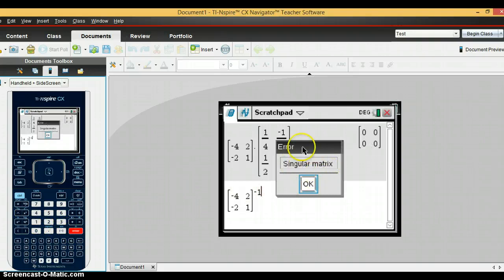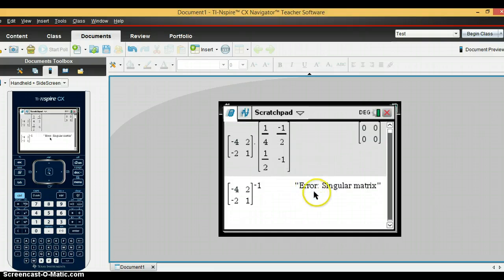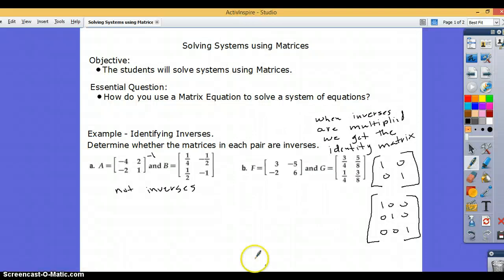So we have to use this caret button here below equals and just put in -1. And you get this error. If you get this error right here, singular matrix, once you hit OK, singular matrix, that means that there is no inverse. So this has no inverse. And since it has no inverse, this one can't be its inverse. So easiest way is probably to just raise this one to the -1.